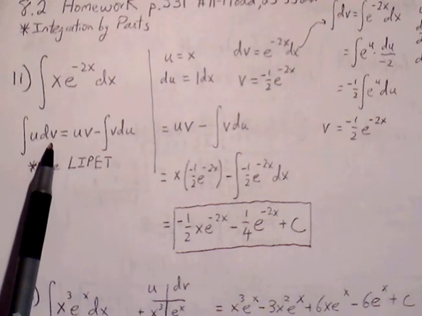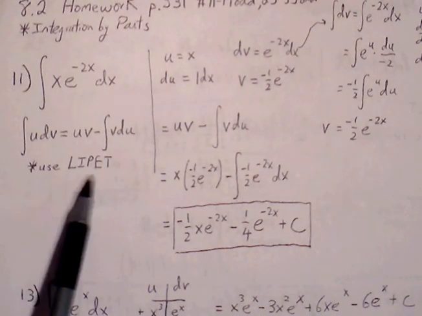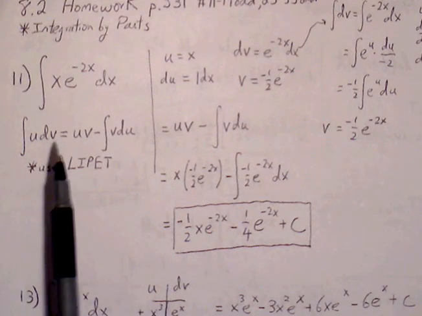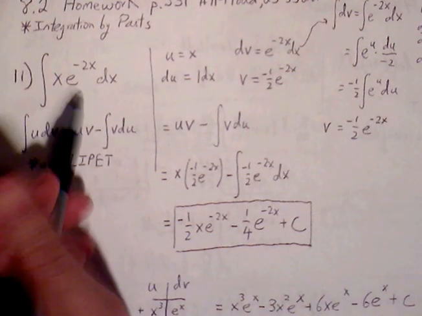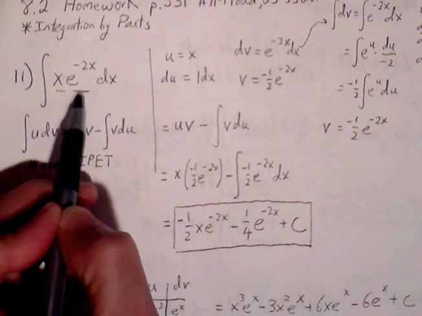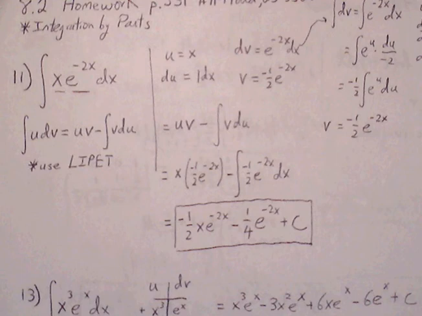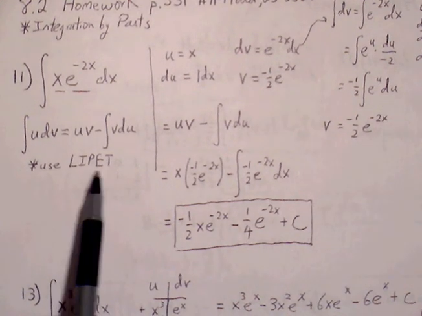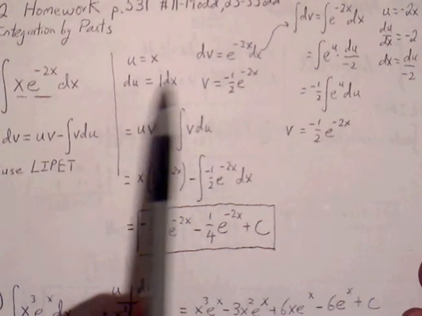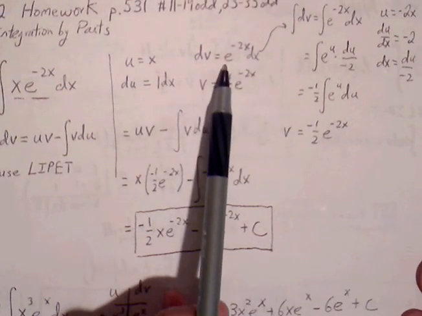Okay, so we go and look to integration by parts. We compare x with e to the negative 2x. We have an algebraic versus an exponential function. So algebraic or polynomial will take precedence over exponential. So we let our u value be x, derivative is 1. Our dv is e to the negative 2x.